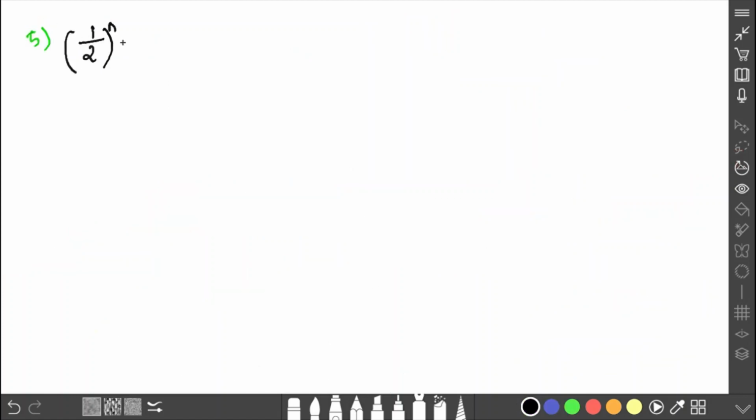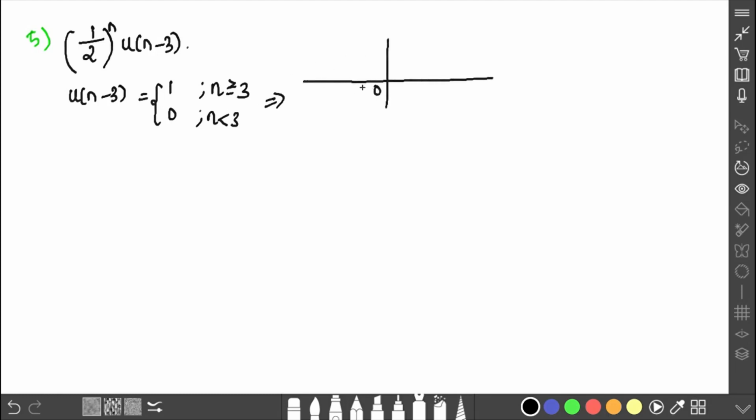Next one, 1 by 2 whole power n, u of n minus 3. Here also, just identify the unit step signal functionality, where n minus 3 gives 1 for n greater than 3. So this is shifted to the right side. Here it is minus 3, so it should be shifted to the positive side by 3. You can see from the diagram itself, a discrete unit step signal should be drawn as samples. In order to show you, I am drawing it as a straight line, that is, I am showing it in CT, but you should draw samples.